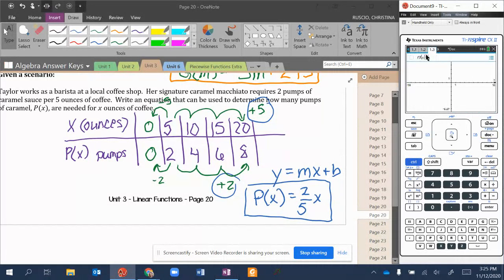Control Doc. Add a graph. We're checking this. All right. So we want to graph 2/5 x. Press enter. We got function mode, so I'm going to Control T this. 0, 0. Yes. 5, 2. Yes. 10, 4. Yes. So we are in very good shape. As you can see, we are now using our technology to help us verify that we are indeed correct.